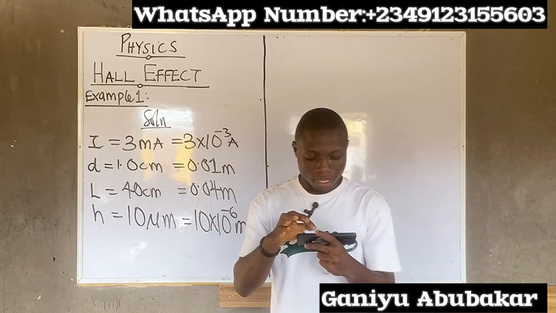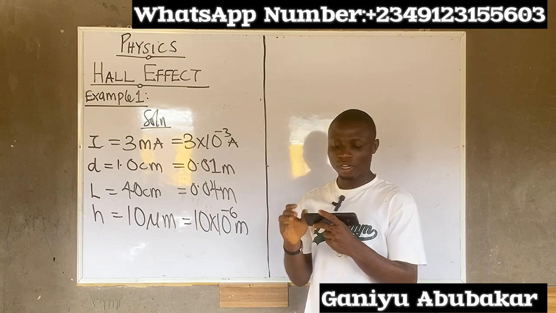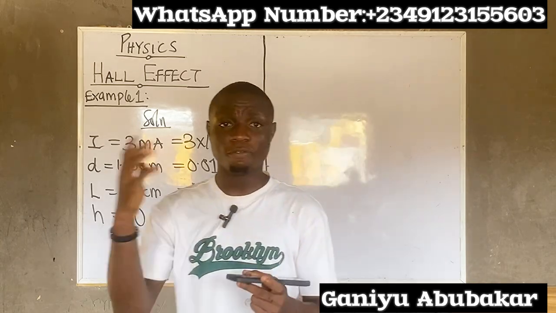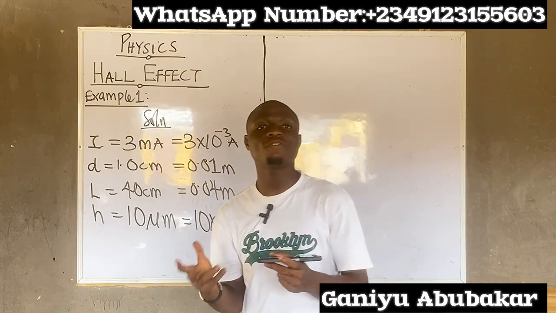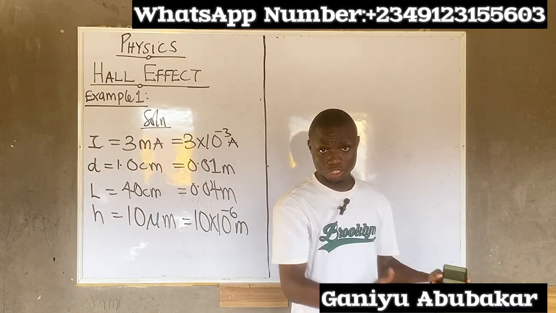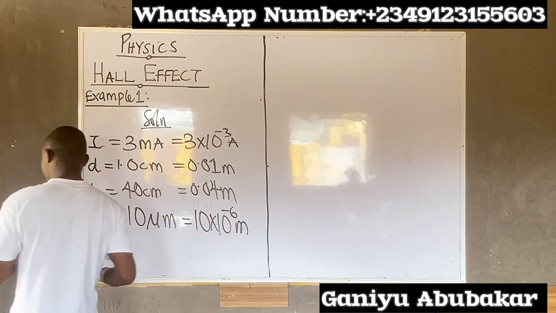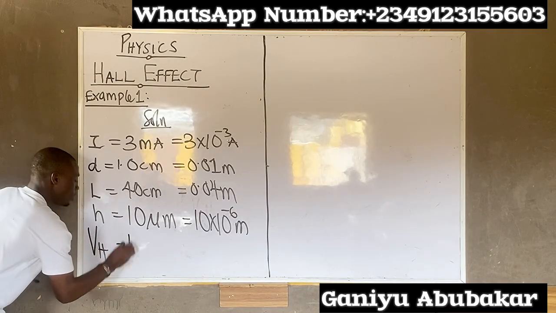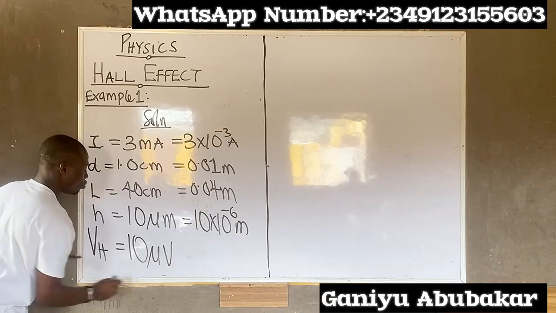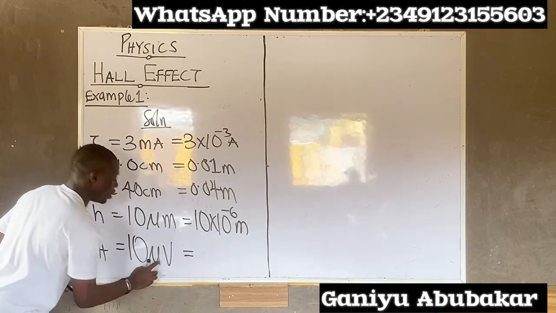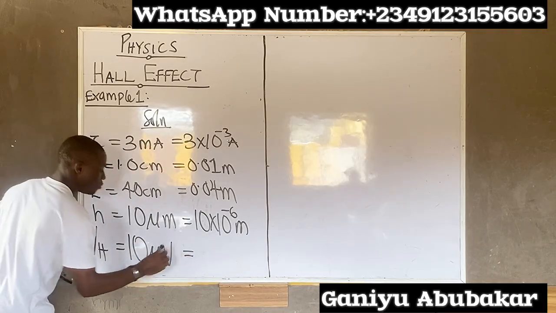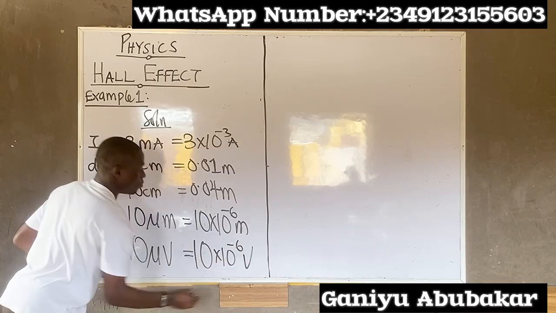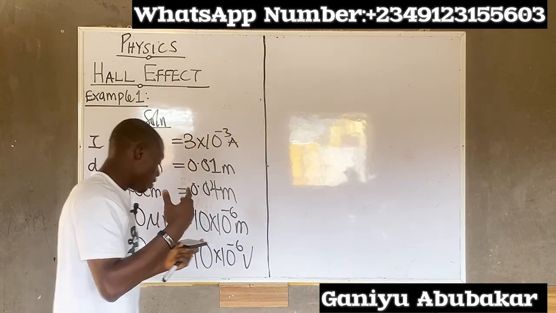Next task there, I'm given EMF. So that EMF there means electromotive force, and the EMF there is for the Hall voltage. So in that case, I'm given VH as being equal to 10 microvolts. We said micro here means 10 to the power minus 6. This gives you 10 times 10 to the power minus 6 volts. So I have this one here, that's VH.